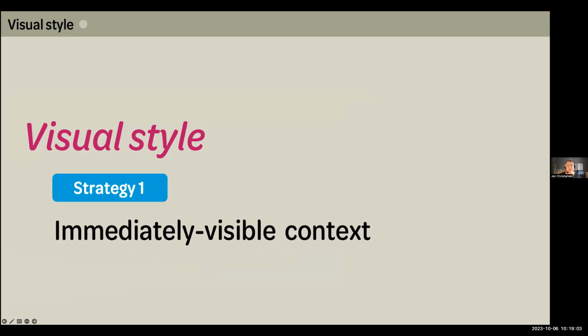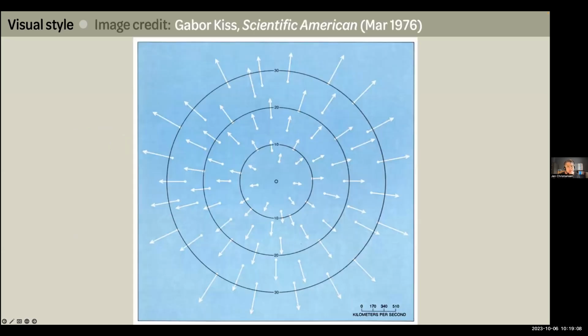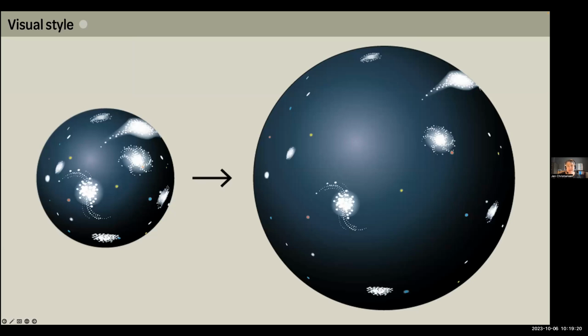Strategy 1 is to provide immediately visible context. So this image is a schematic that shows expansion of some sort, but without a title, caption, labels, or additional context, it's not very clear that it's a graphic about the universe. Now, this image addresses the same topic, but visible figurative context is added. The casual reader now has a better sense of place. This is a graphic about the cosmos.